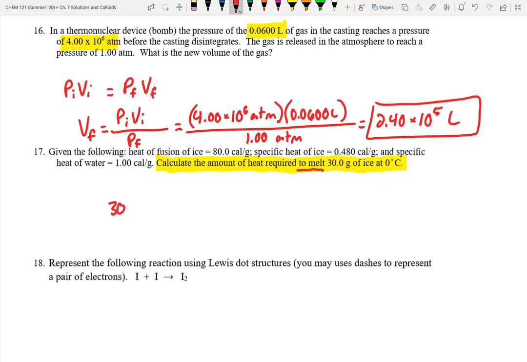We know that we've got 30.0 grams of ice, right? Now the question is, which of these will we use? Will we use the heat of fusion of ice? Or will we use the specific heat of ice? Or will we use the specific heat of water? Which of these do you think is the most appropriate? I would immediately rule out this one because it's referring to water. So I wouldn't say it would be that one. But would we use the specific heat of ice or the heat of fusion?